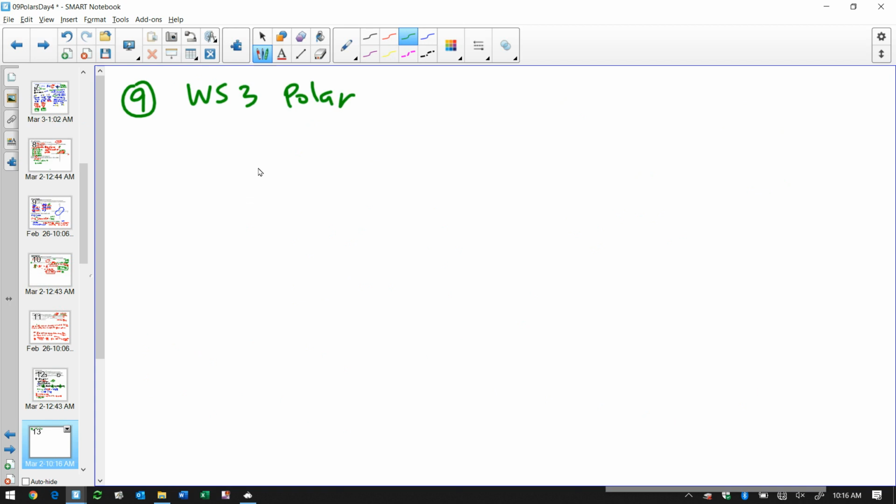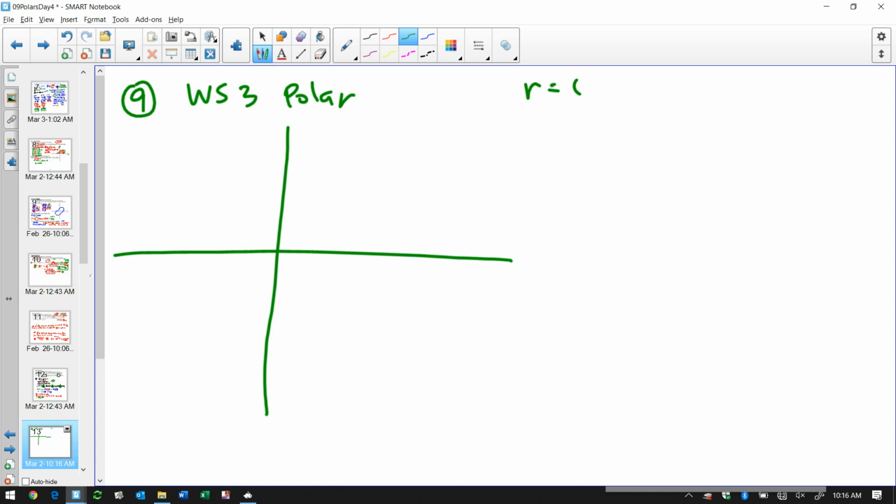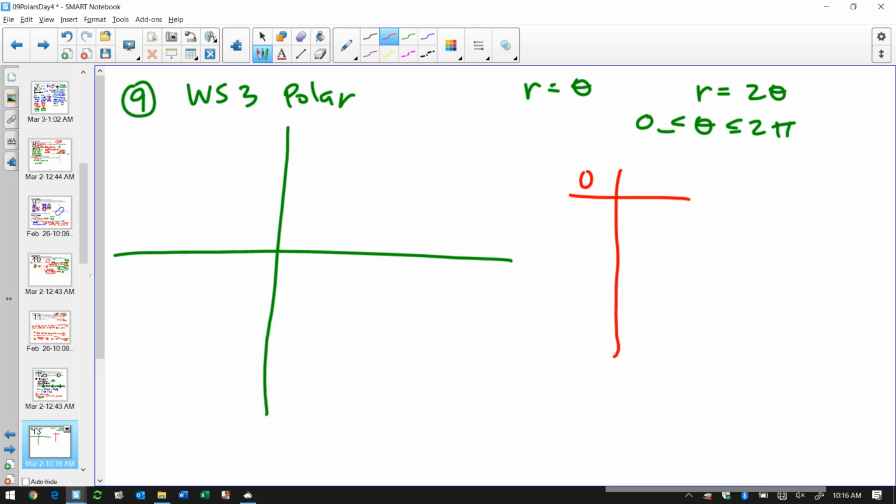Okay. What they want you to find first is the area between r equals theta and r equals 2 theta, where theta is between 0 and 2 pi. I want you guys to think about this. We're going to graph this. What does r equal theta look like? Well, you put theta on this side and r on this side, right? But what is r equal to?